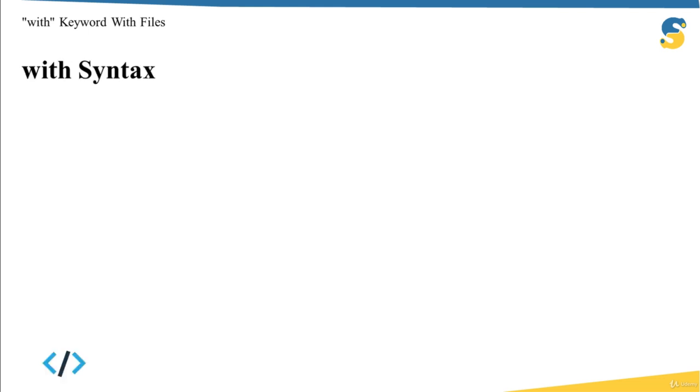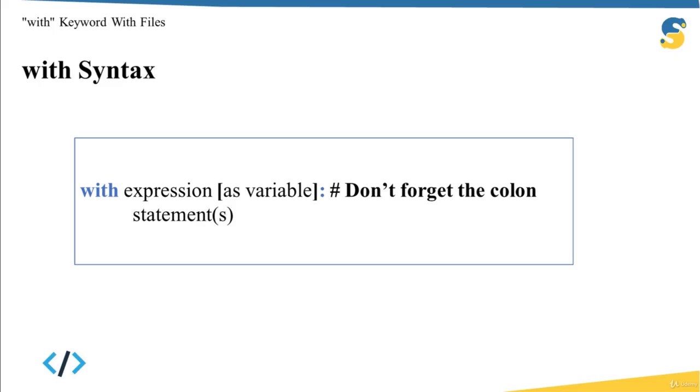Let's see the with syntax together now. It's quite simple. We say with, then we type the expression that we want, and this expression usually returns a value. You can assign it to a variable, so I say as variable, and I put brackets here just to mention that this is optional. It's not compulsory to say as a variable. It depends if you want to use this variable within the with body or not.